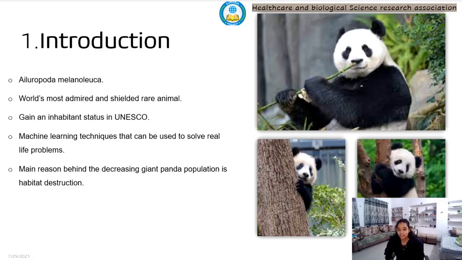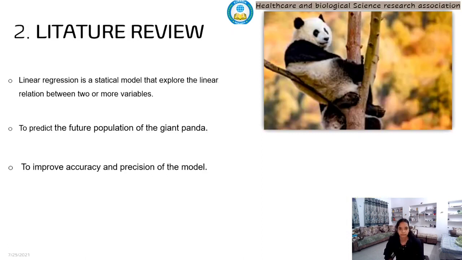So they were able to gain an inhabitant status in UNESCO, the United Nations Educational, Scientific and Cultural Organization. And we used the machine learning linear regression technique for this research work. And the main reason behind pandas' decreasing population is habitat destruction. We humans are taking over their lands for overdevelopment.